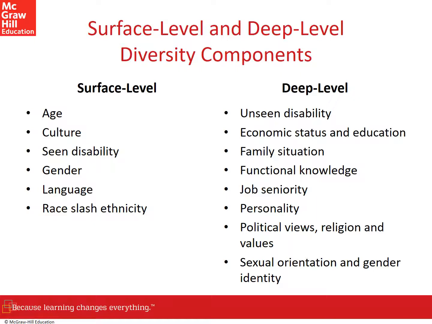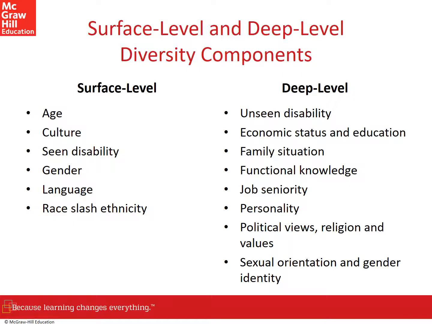Surface level diversity attributes are easily identifiable. They are characteristics such as age, gender, ethnicity, disability, culture. Deep level diversity attributes are not easy to see at first glance. They include values, sexual orientation, education, and certain disabilities. Only by talking to and connecting with a person can we discover what their deep level attributes are.